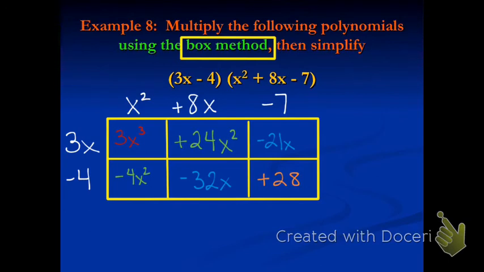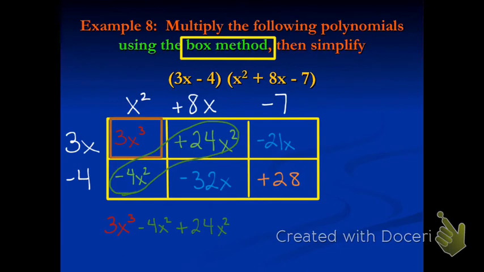So now we're going to look at our like terms. We have 3x to the third, so I'm going to write that down because there's only one that has an exponent to the third. We have our negative 4x squared and our positive 24x squared. And if you'll notice, the like terms are all on diagonals. So I'm going to rewrite them: negative 4x squared plus 24x squared.